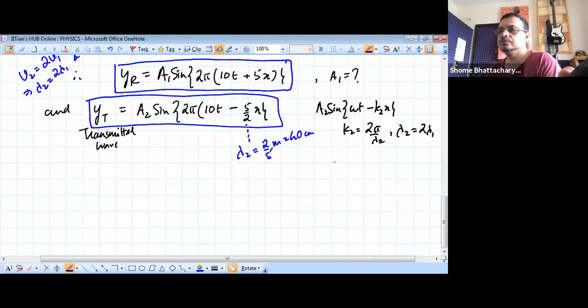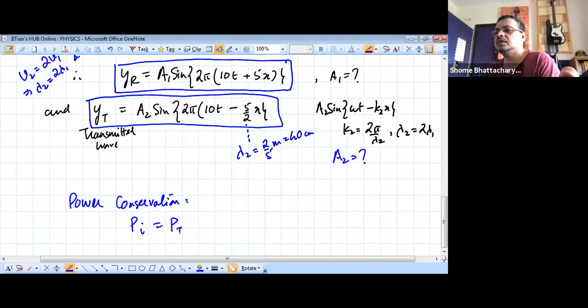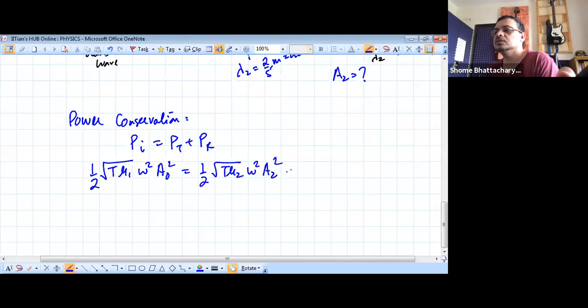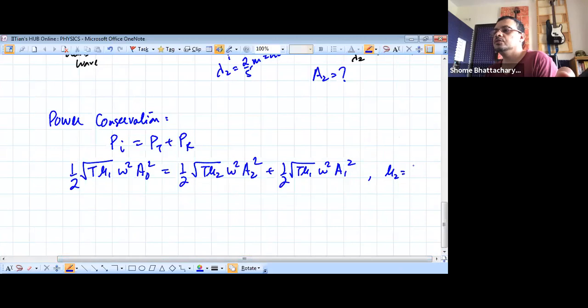Now the only thing is we have to find A2. A2 is the unknown quantity. So as you know, you have the two equations. So you have power conservation. So that will give you the equation that power of incident is equal to power of transmitted plus power of reflected. So half square root of T mu1 into omega square a naught square should be equal to half square root of T mu2 into omega square into E2 square plus half square root of T mu1 again into omega square into E1 square. Now you know that mu2 is equal to 1/4 of mu1. Okay. So that is telling us that E naught square is equal to E2 square by 2 plus E1 square.